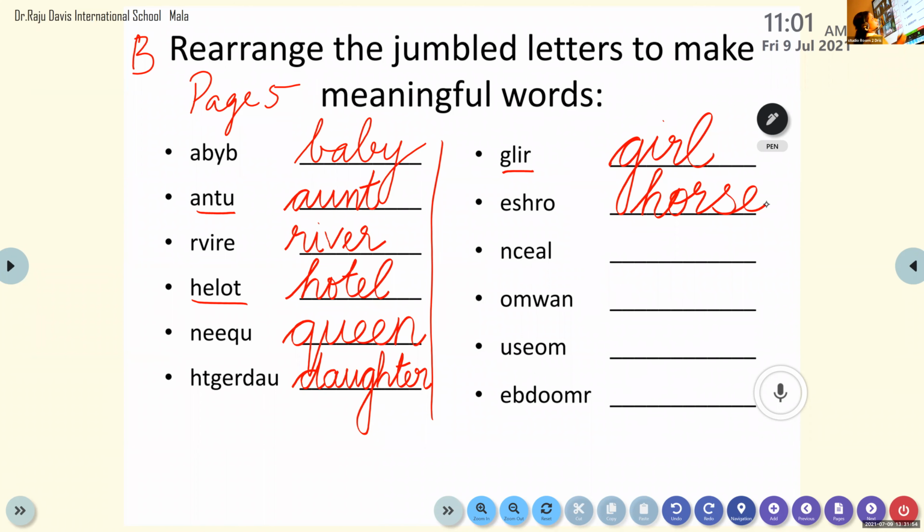It is also a two-syllable word. Horse. Okay, so it is horse. All of you, please do write it. Horse.